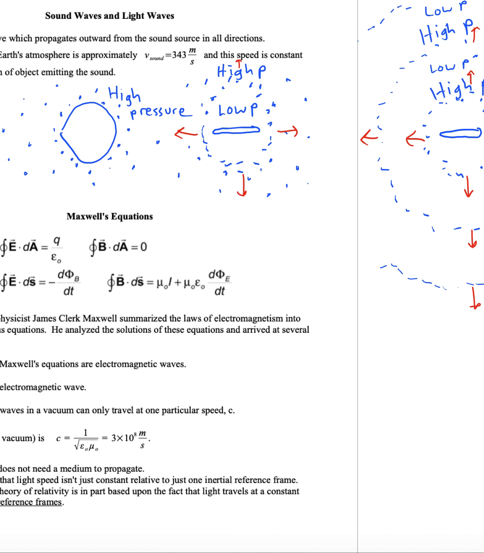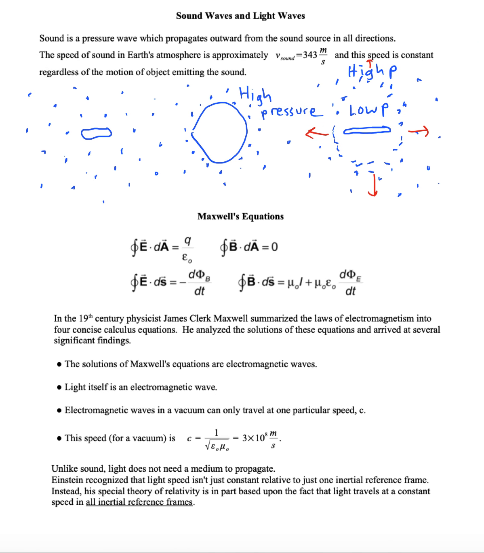Now let's compare this to light. In the 19th century, physicist James Clerk Maxwell summarized the laws of electromagnetism into 4 concise calculus equations called Maxwell's equations. They're pictured above. Maxwell analyzed the solutions of these equations and arrived at several significant findings that led Einstein to be able to develop his theory of relativity.